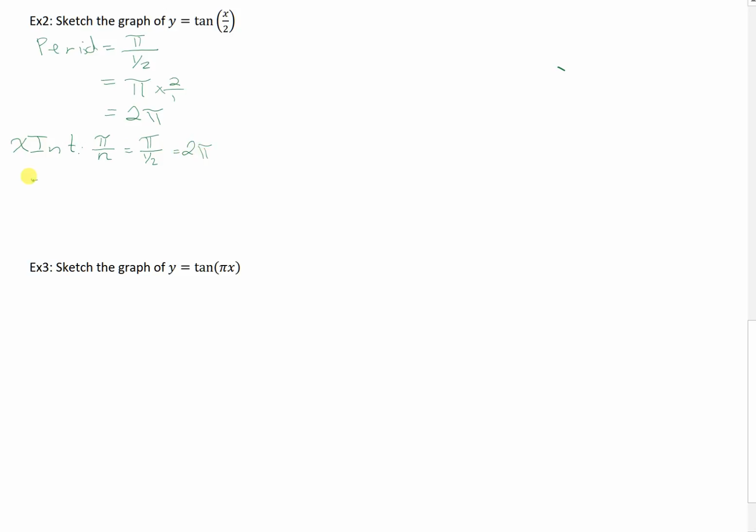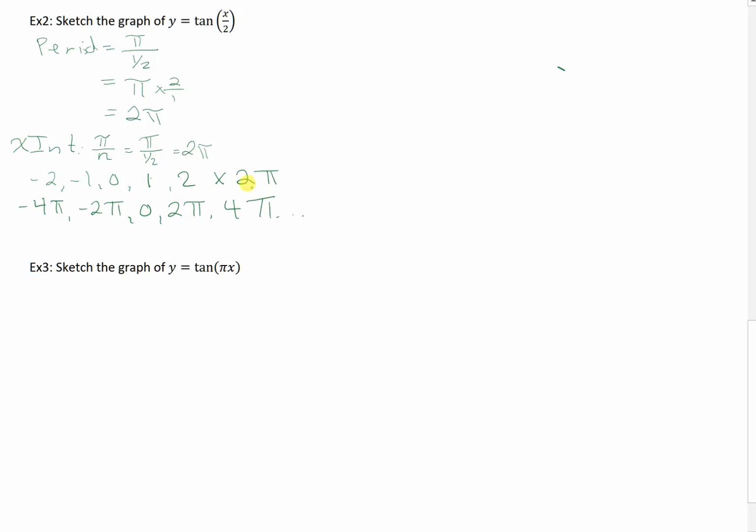So again, it might help you to think about listing out a few integers. Got a little excited there, started writing out the answer. Let's try that again. Listing out a few integers, 1, 2. If I was to take that list and multiply it by 2 pi, I'd get negative 4 pi, negative 2 pi, 0, 2 pi, 4 pi, and so forth.